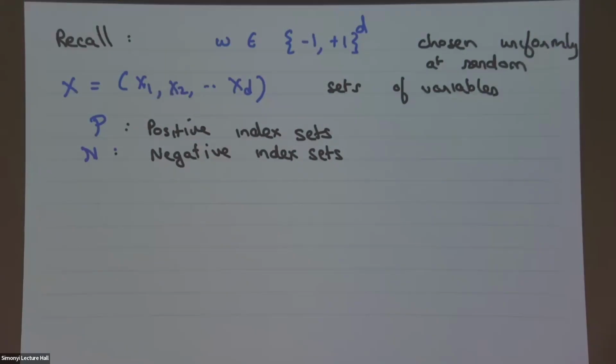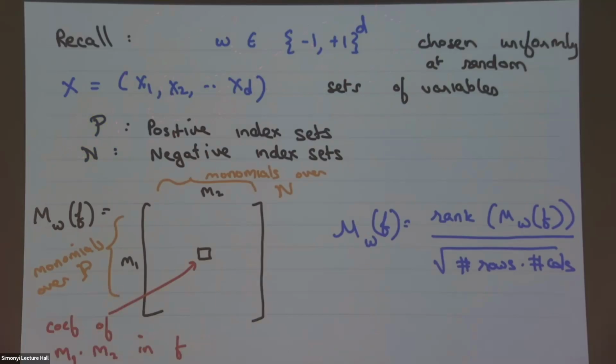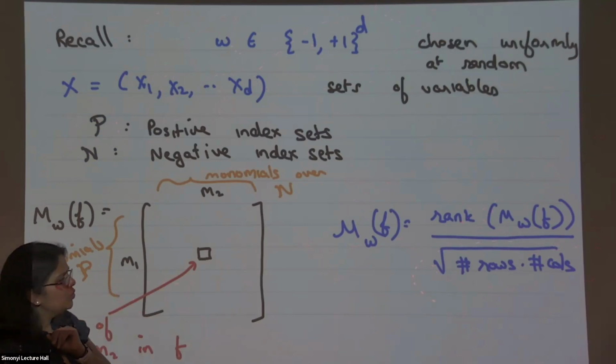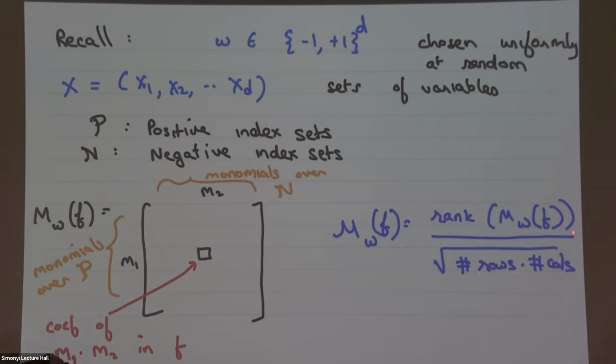Okay, so this was the complexity measure. I picked a uniformly random ±1 string of length d. That string tells me for each set between x1 to xd whether it goes into the positive or the negative set. Then I got these positive index sets and negative index sets, and I constructed this matrix. The complexity measure could be the rank of the matrix, or you could normalize the measure by a certain constant to make it at most 1. It won't matter. I will mostly just talk about the rank of the matrix.